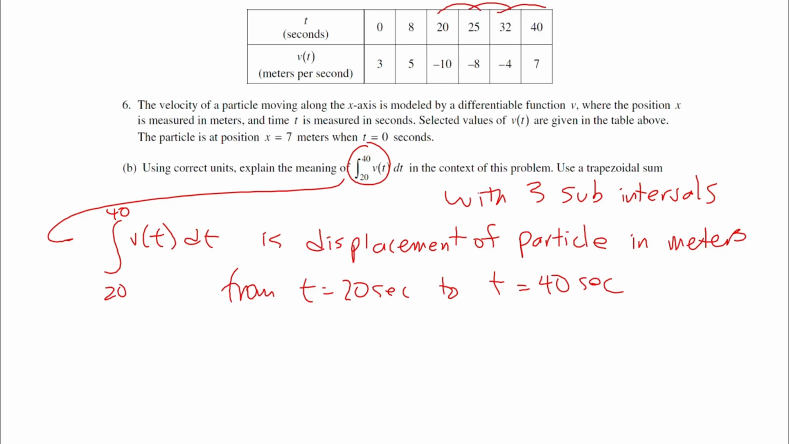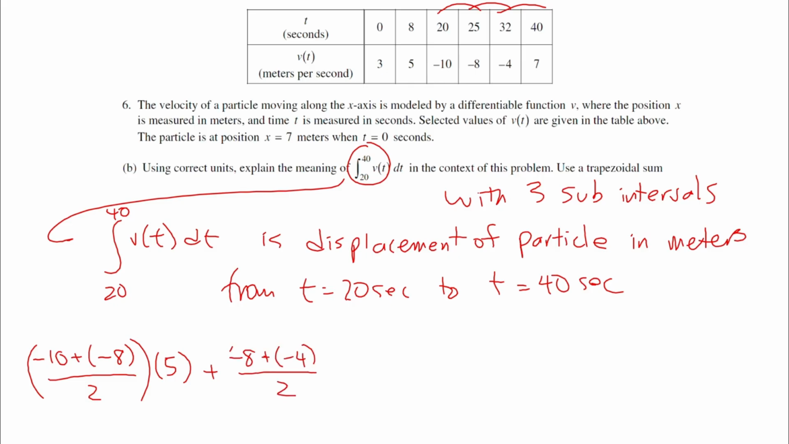So our trapezoidal sum, since they're not equal subintervals, we'll do -10 plus -8 divided by 2, and then times the width from 20 to 25, which is 5. And then we'll do -8 plus -4, right? The next two y values divided by 2. And we'll multiply that by 32 minus 25, which is 7. And then we'll do the last one, which is -4 plus 7 divided by 2, times the width of that from 32 to 40, which is 8.